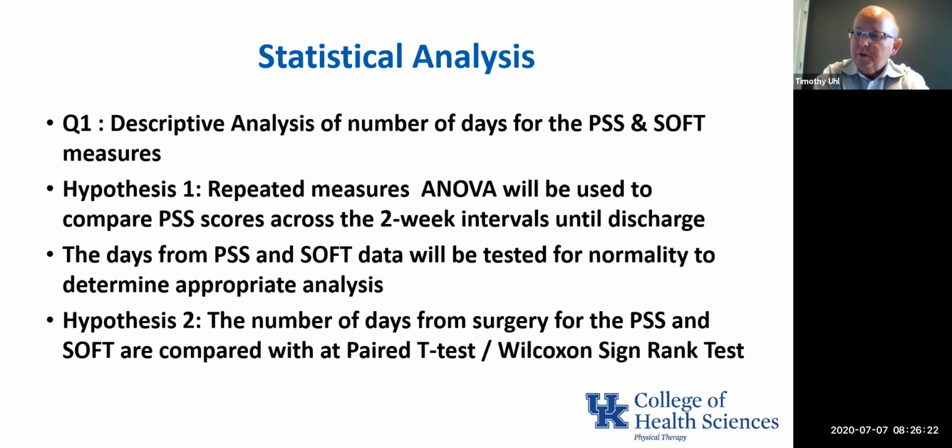The days from the pin, shoulder, and soft will be tested for normality to determine the appropriate hypothesis. So I'm either going to do a parametric or a non-parametric analysis. I don't have to state which one. So the number of days from surgery for the pin shoulder score and the soft are compared with either a paired t-test or a Wilcoxon signed rank. And all of that information I shared with you in the presentations that I've done.